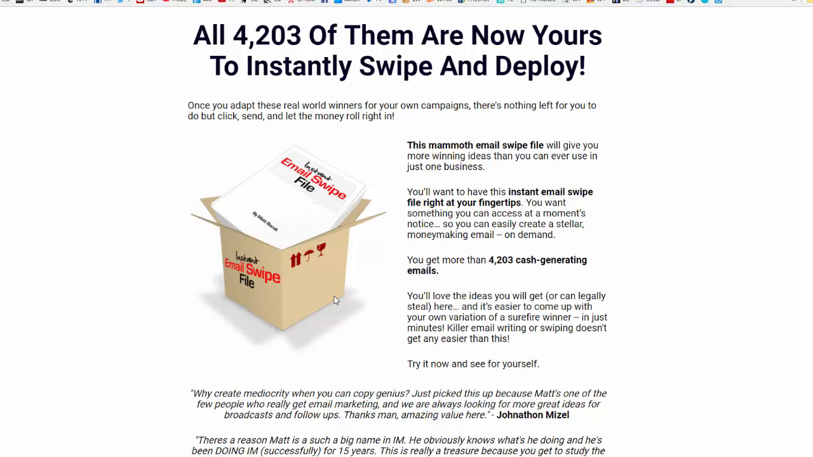So this is the actual body copy that Matt Basak has used in his business. And actually what he's done is gathered together loads of his emails, in fact 4,203 of them, and he's put them into one file, probably a PDF file or something like that, I'm not sure, and he's selling it. So that's it. So the first thing that I want you to think about here is that this is what we call a resource-based product.